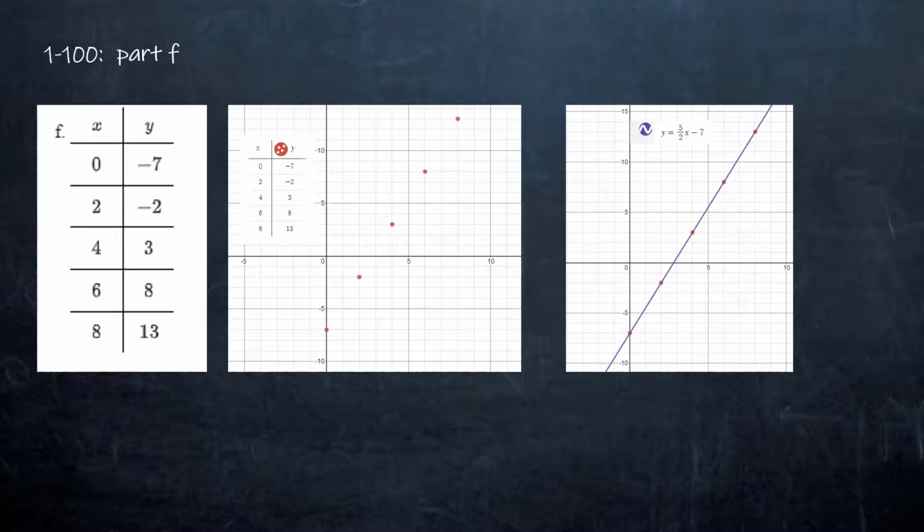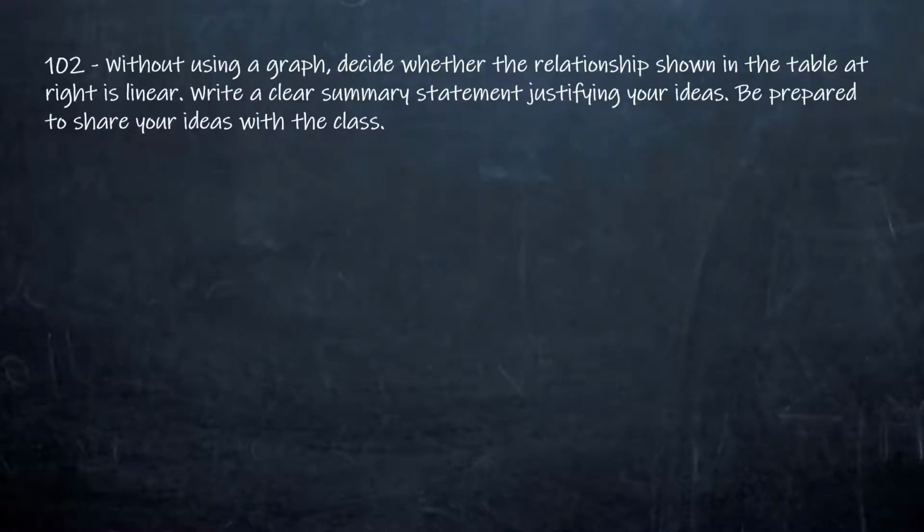Let's move on to our last couple problems. Without using a graph, decide whether the relationship shown in the table at the right, it's actually going to be lower right, is linear. Write a clear summary statement justifying your ideas. Be prepared to share your ideas with the class. I'm just going to share my ideas with you, and we'll talk about that in just a moment.